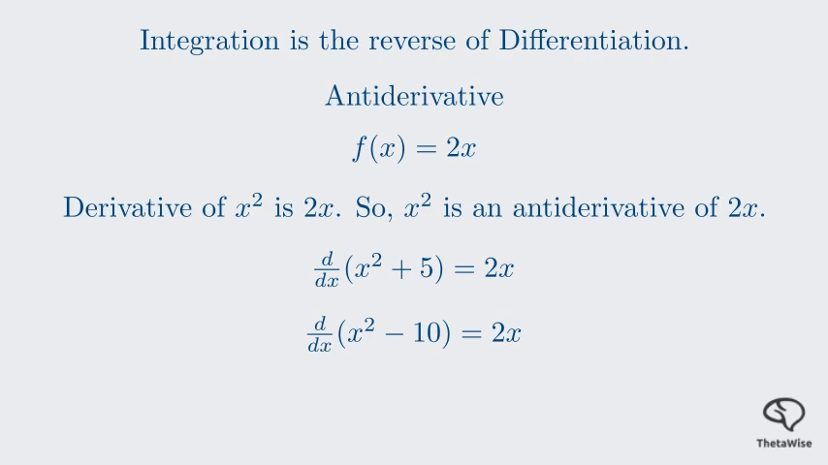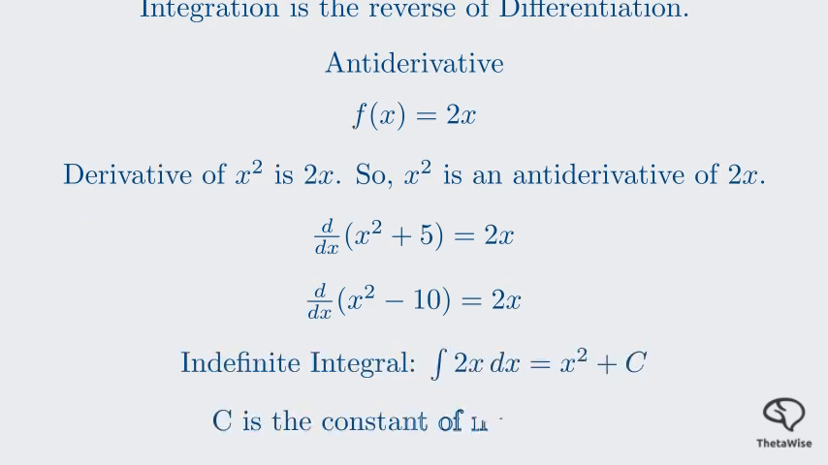This leads us to the concept of the indefinite integral. The indefinite integral of 2x with respect to x is x squared plus c, where c is an arbitrary constant of integration. This c represents all possible constant values.